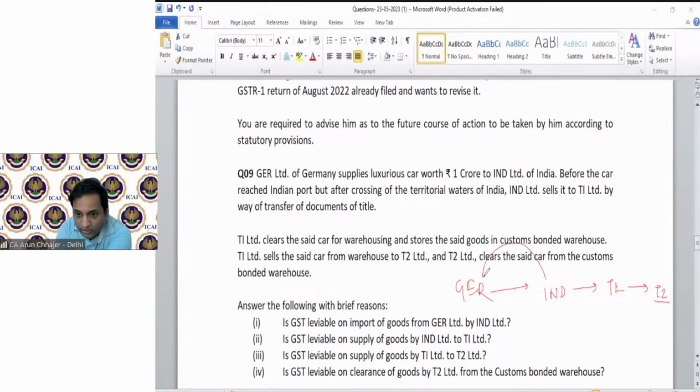Again, GER has sold the goods to IND. IND has sold on the basis of the documentation. T1 is keeping the goods in the warehouse, and before the clearance, he sold to T2, and T2 cleared the goods. Whether GST is leviable on import of the goods from GER to IND? The answer would be no. Is GST leviable on the supply of the goods by IND to T1? Now, please tell me in which case the GST would be applicable, along with reason.